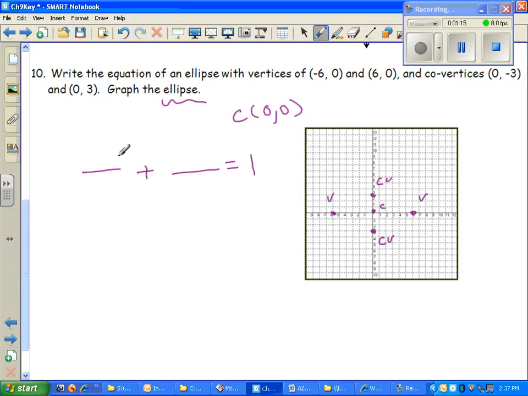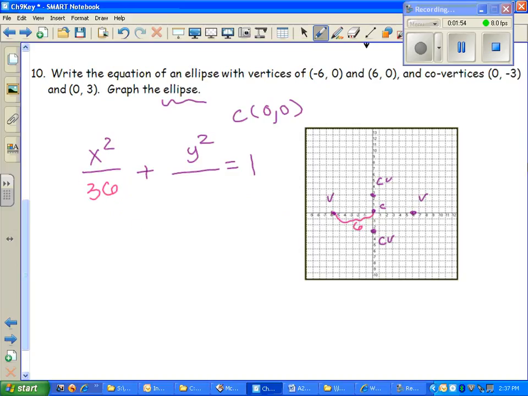Since I'm centered at 0, 0, I can fill in the top part of the equation by saying x squared here and y squared here. The only other thing I need to do is find these bottom numbers, and that comes from the distance that the vertices and the co-vertices are from the center. Since the vertices are 6 away from the center, that's a horizontal distance. So under my x, 6 squared is 36. Remember that you take this distance as your x distance, and then you square it because it's x squared. So you get 36.